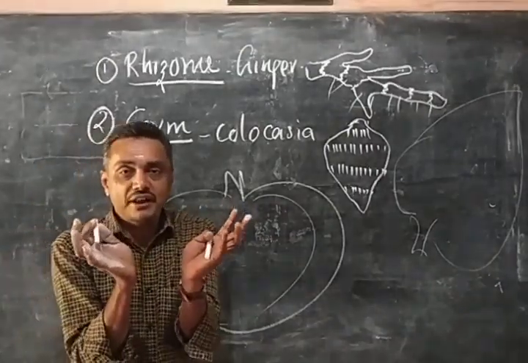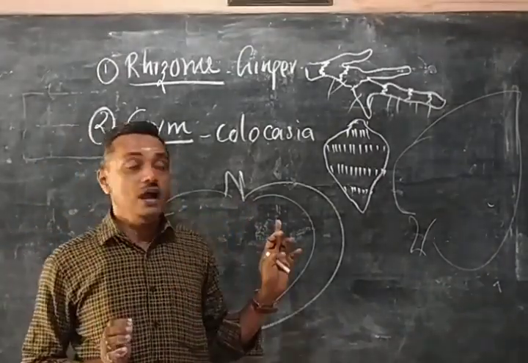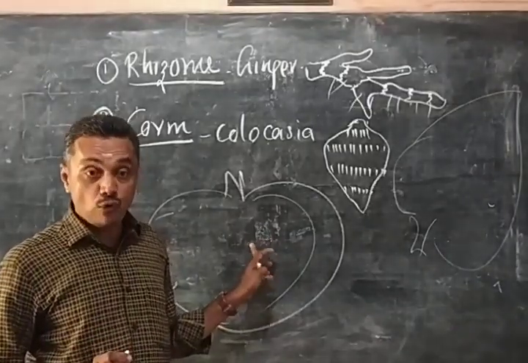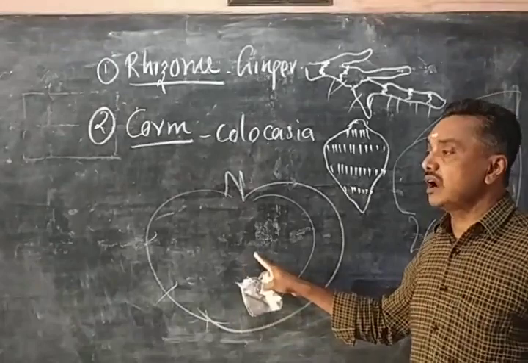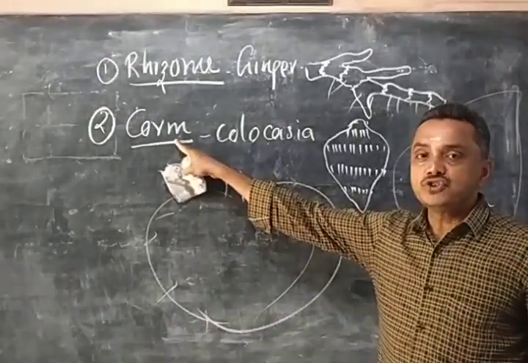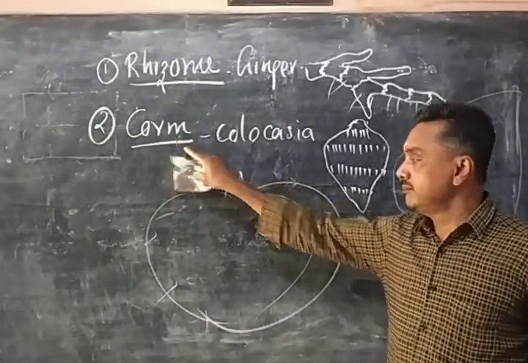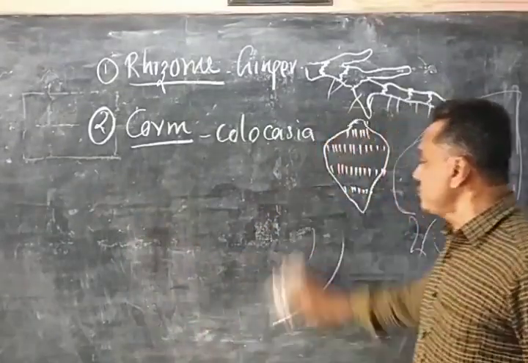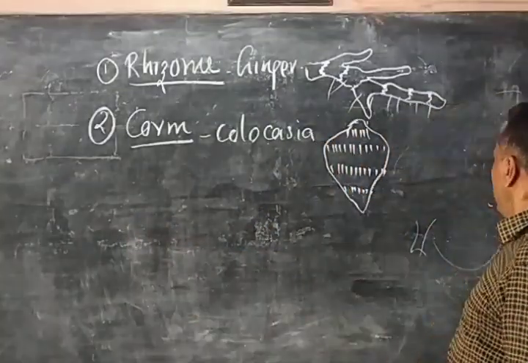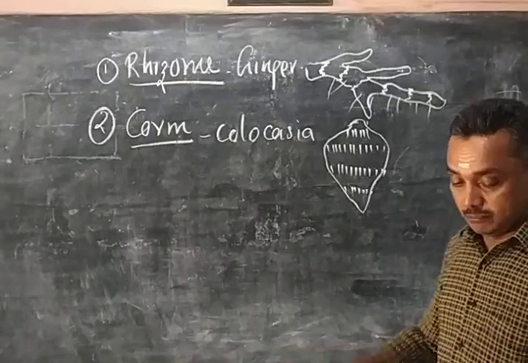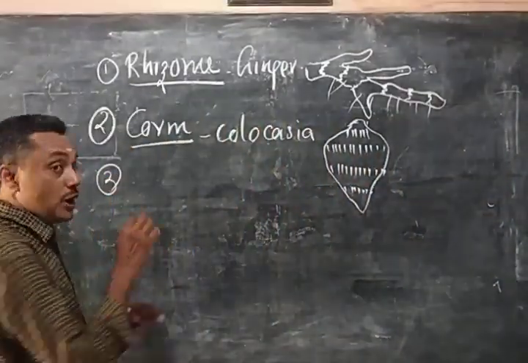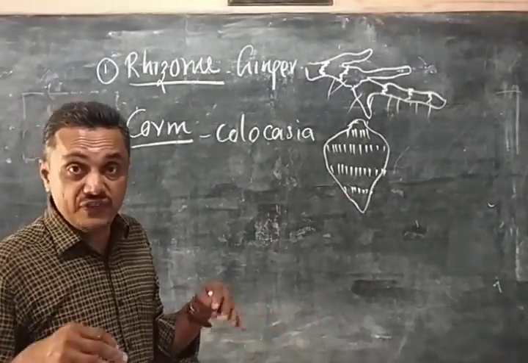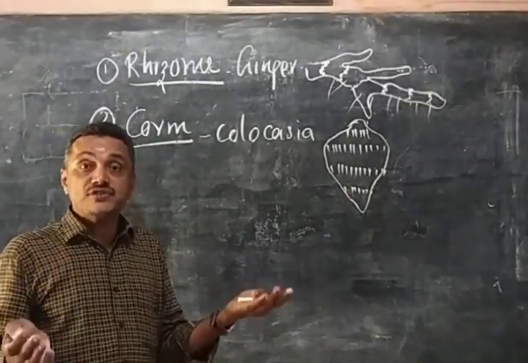Colocasia is a vegetable with an underground stem. This is called Amorphophallus. In Amorphophallus, this is a vegetable and this kind of large stem is called a corm. C-O-R-M, corm. So these are all underground stem modifications, as in the case of corm and rhizome. These modifications serve the function of storage.